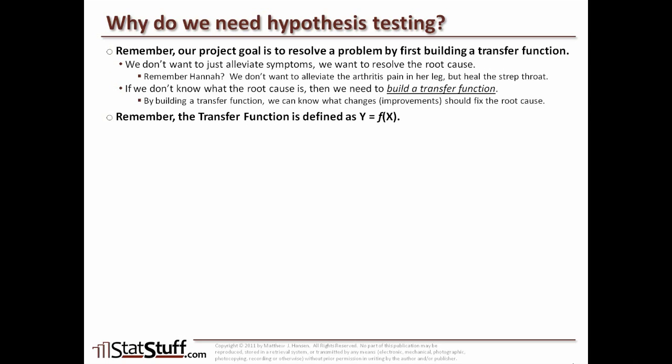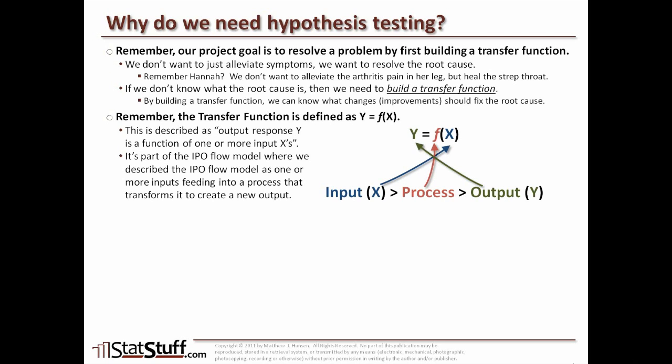Now, if you recall, the transfer function is defined as y equals f of x. That is, the output response y is a function of one or more input x's. It's part of the IPO flow model that we described before, where we have an input that leads to a process and an output. The y refers to that output. The process piece refers to the function that's applied to an x, the x being the inputs that are part of it. So it's really expressed in the IPO flow model as an equation.